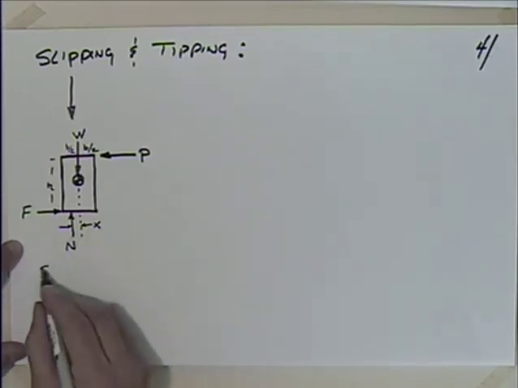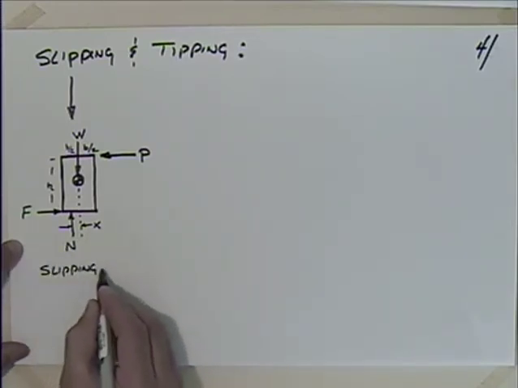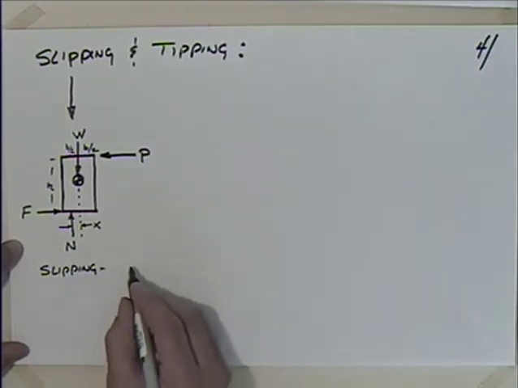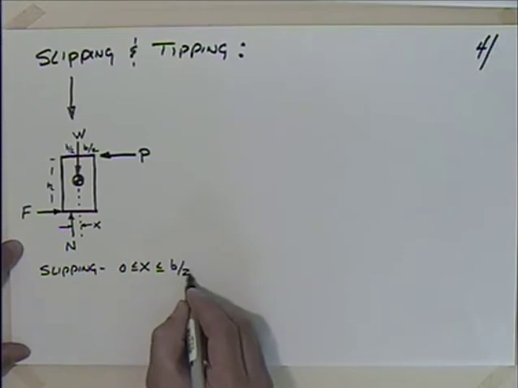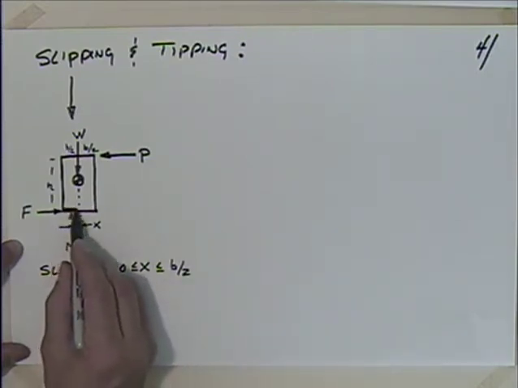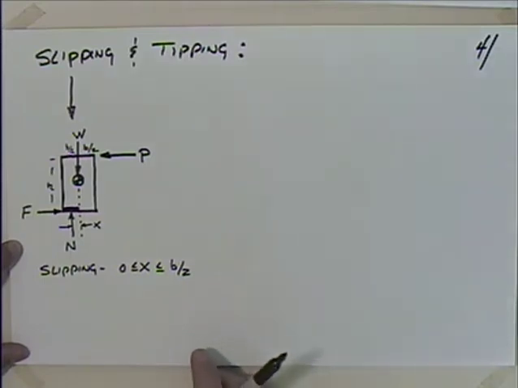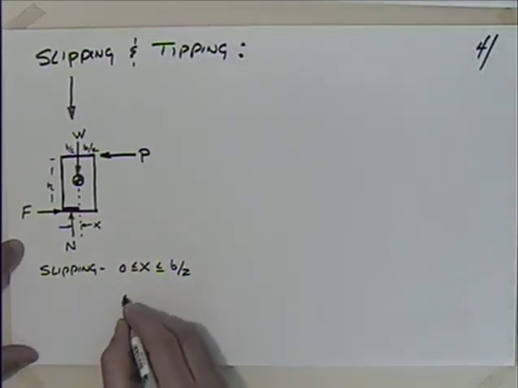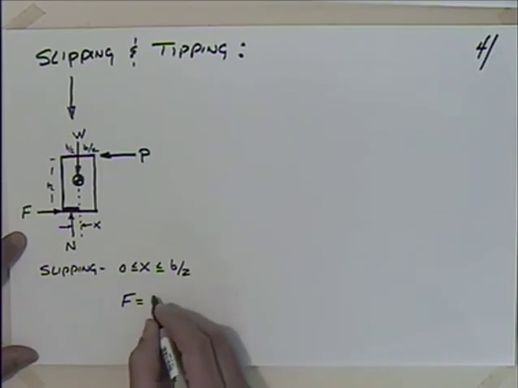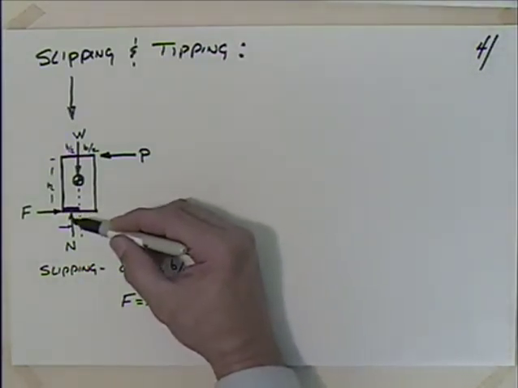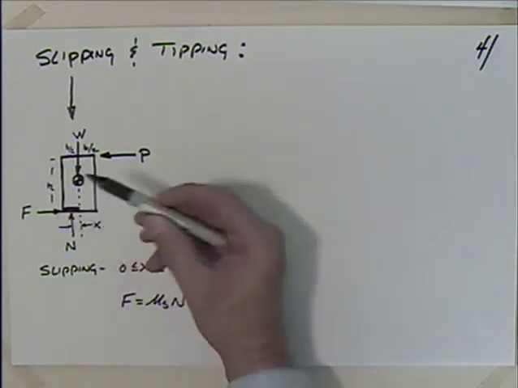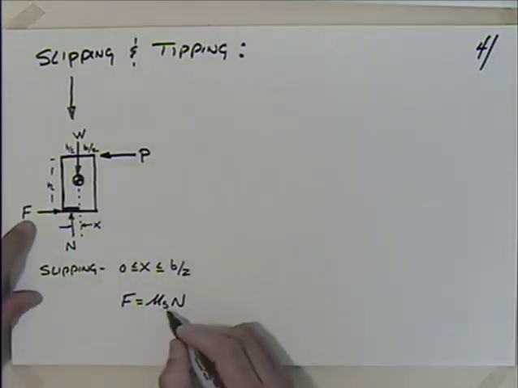And when I have slipping, I don't know that much about x. I know it's going to be somewhere between 0 and b over 2. It's going to be somewhere in this region here. The good news is I do know that the force F becomes the friction force. It's going to be equal to mu sub s times N. Okay, classic slipping. I don't necessarily know where the normal force is going to be applied, but I do know that the friction force is mu sub s times N.